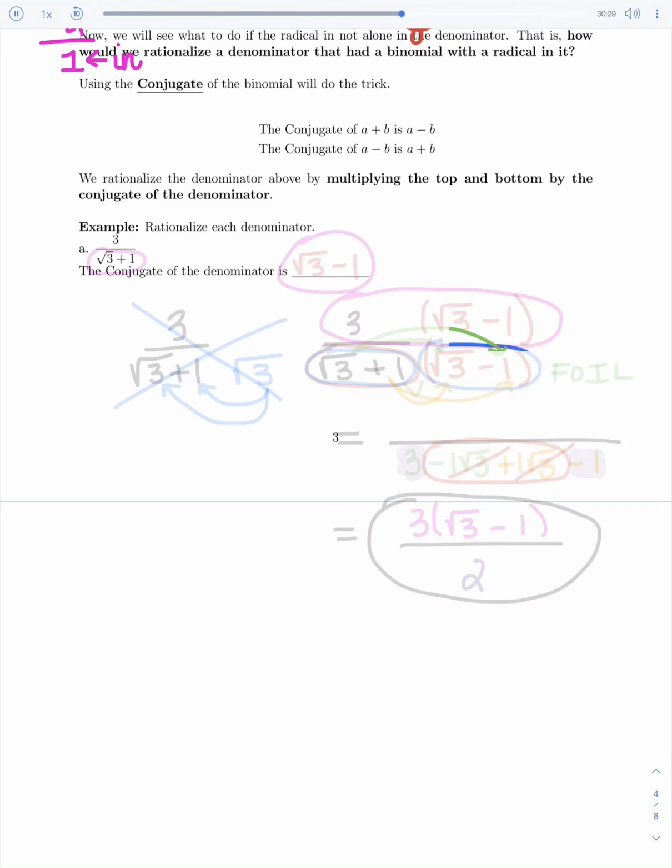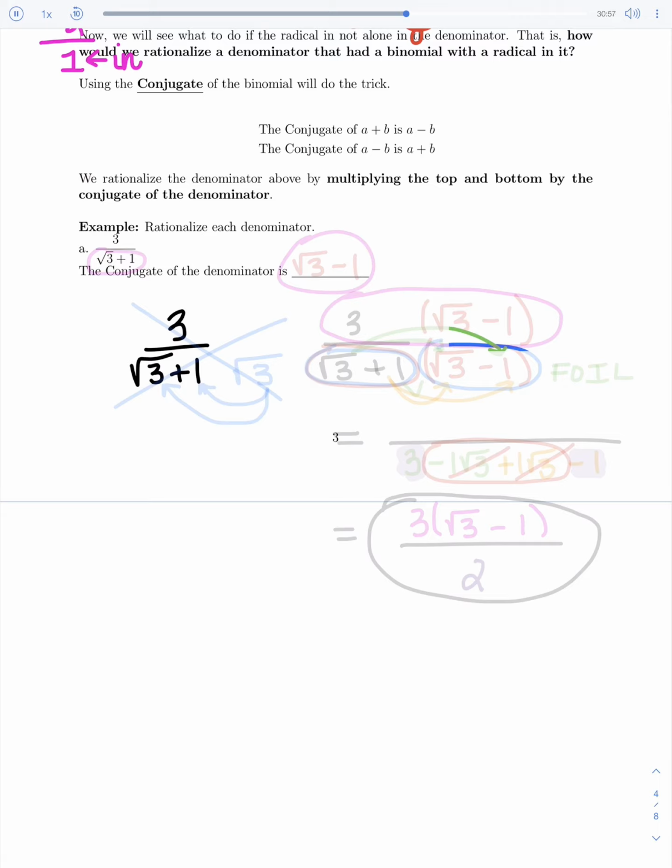Let's take a look at another problem. In the next group of problems, we're again told to rationalize, which again means we don't want any square roots in our denominator. So if we look at problem A, we've got 3 over the square root of 3 plus 1. So this is a little different because I don't just have a square root of 3. I've got some other stuff on the denominator that's next to it.